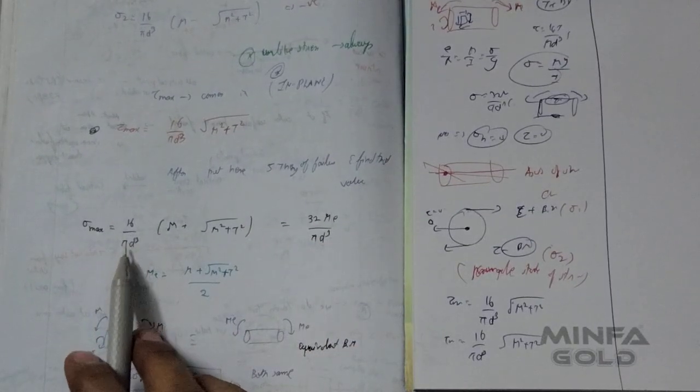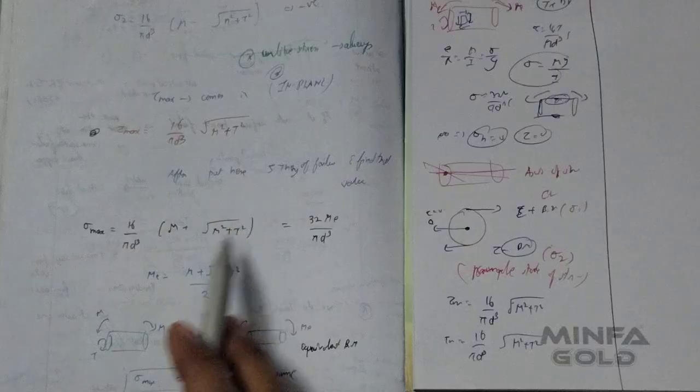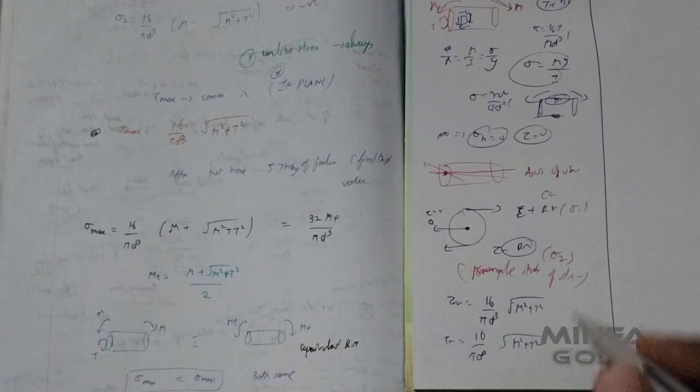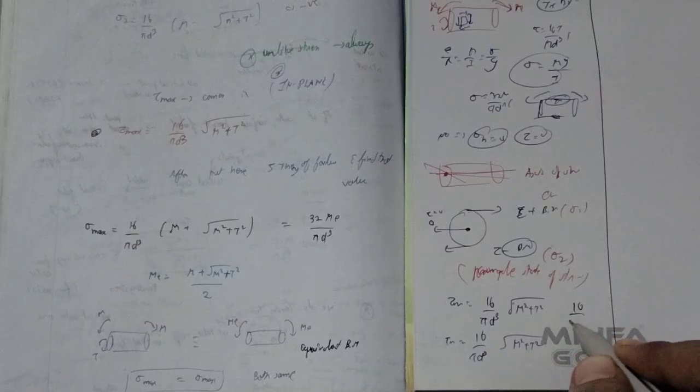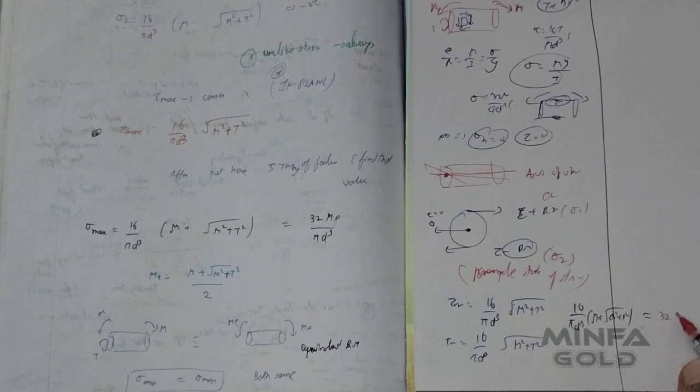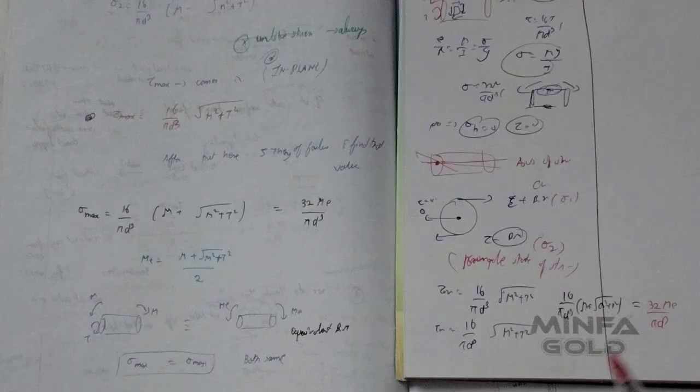So sigma maximum is 16 divided by pi d cube, M plus root of M square plus T square. If you want to make this equal, this 16 divided by pi d cube, M plus root of M square plus T square, equals 32 Me divided by pi d cube. So the equivalent moment Me is M plus root of M square plus T square, divided by 2. It is the moment equivalent.